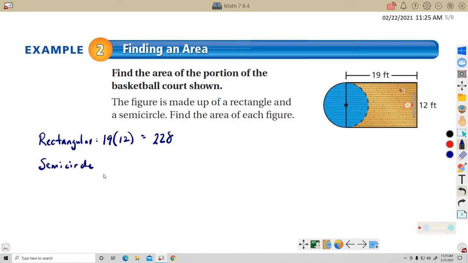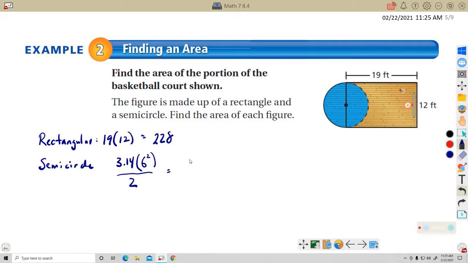Okay, so I know the area of a circle is going to be pi. Let me just go ahead and put 3.14 here. Pi r squared. So r would be half of 12, which is 6, squared, all divided by 2, right? Because this is the area of the semicircle. So this is the area of a circle, divided by 2 is the area of a semicircle.